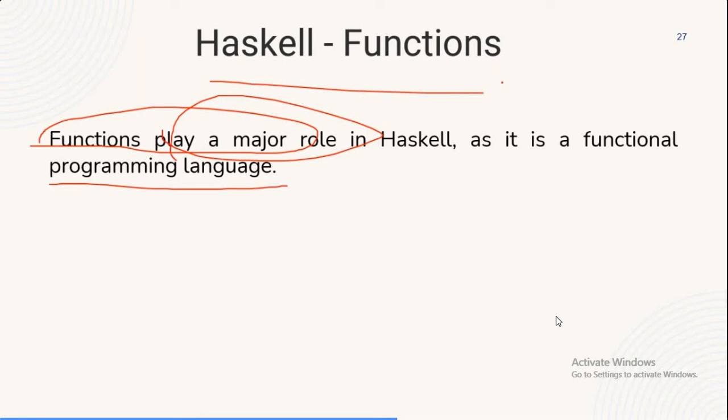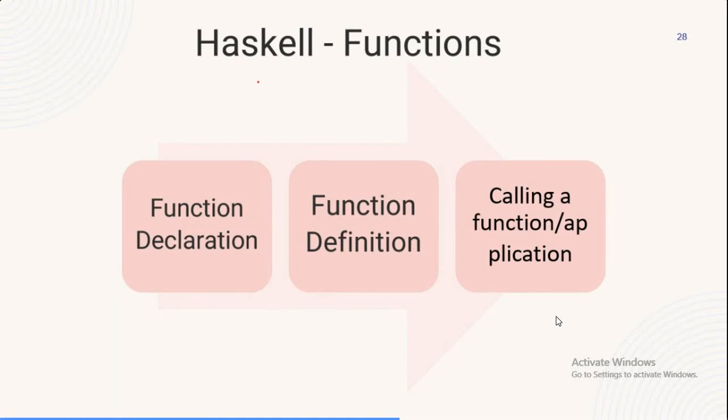Okay, now I am going to tell you something about function. It is the main part of the Haskell language, because it is a functional programming language. So try to understand what functions are first. I will explain the function using these three things: first is function declaration, next is function definition, and next is calling a function or application.